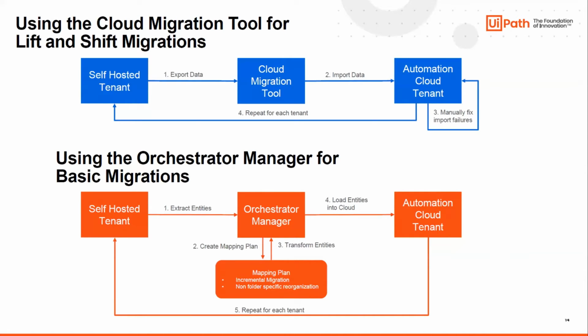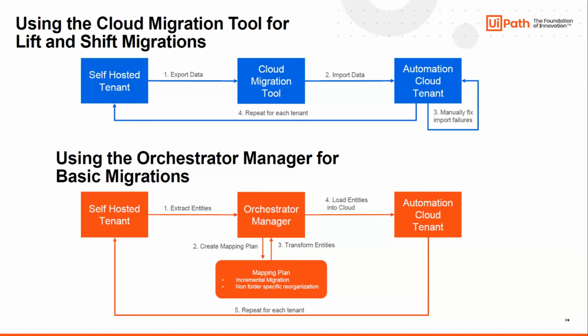Here's another visual that I like. It shows side by side the flow of how each migration tool works and how they differ. For the cloud migration tool at the top, you use the tool to export the data from your source tenant, then import the data to your target cloud tenant, do any manual cleanup as needed, and then repeat for the next tenant. And then for the Orchestrator Manager at the bottom, you extract the entities, meaning assets, packages, processes, queues, triggers, etc. And then you map them to your target as needed, and then load the entities to your target tenant, and then repeat for each tenant.